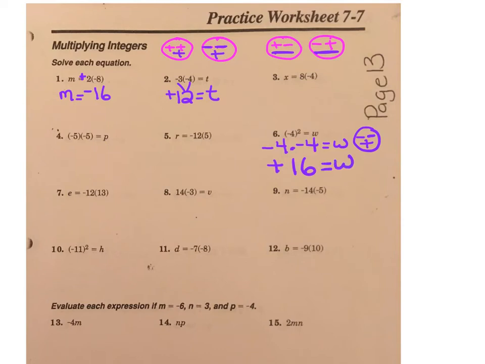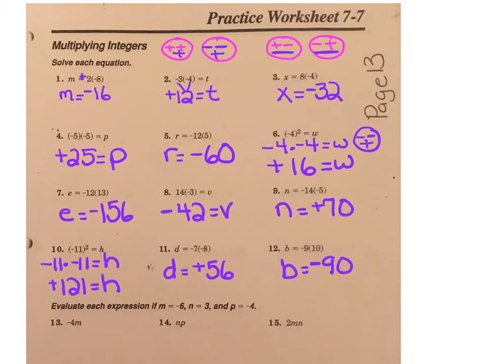The only other problem that is similar to number 6 is number 10. -11 squared means -11 times itself. -11 times -11. You can complete this one on your own. Pause the video and complete this section. When you're ready, we'll check it together.